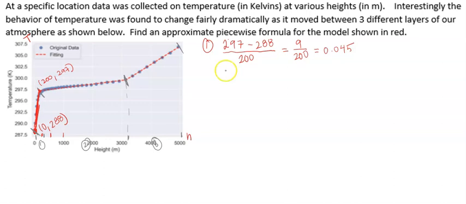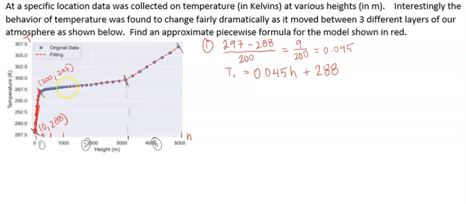Okay, and then this one, I can just put it together now. So I'm just going to call it T1, temperature piece number 1 for now, but my plan is to put this all together into a single function, teach you some new notation. So slope of 0.045 times h and a y-intercept of 288. Okay, so there's piece number 1.